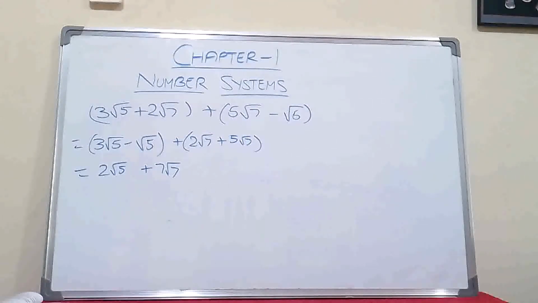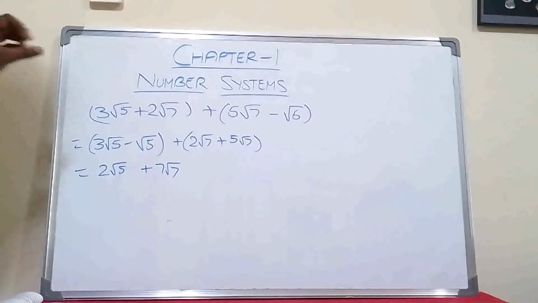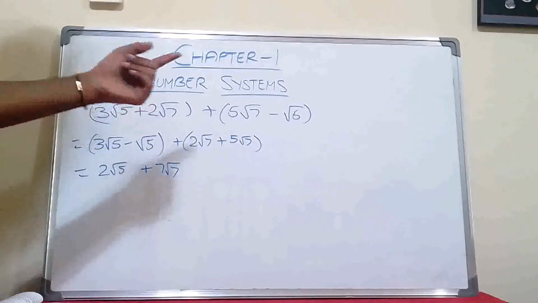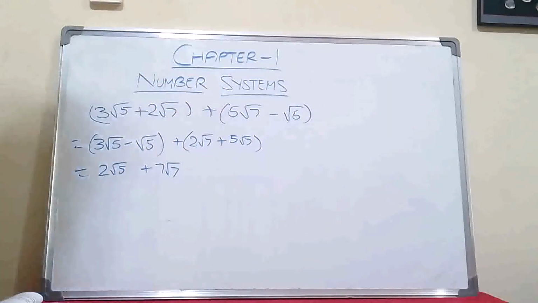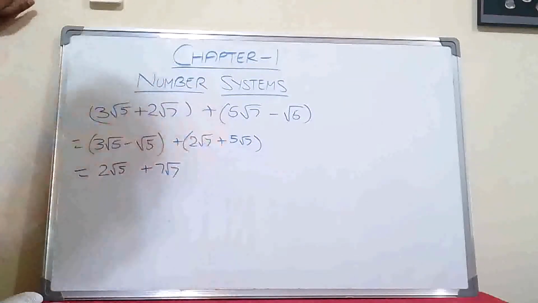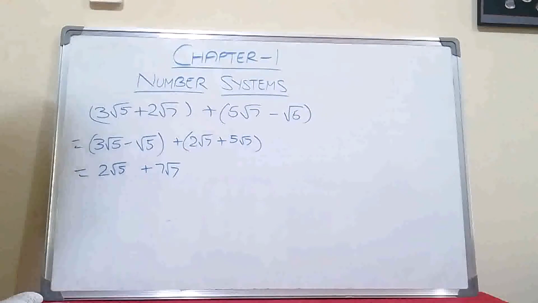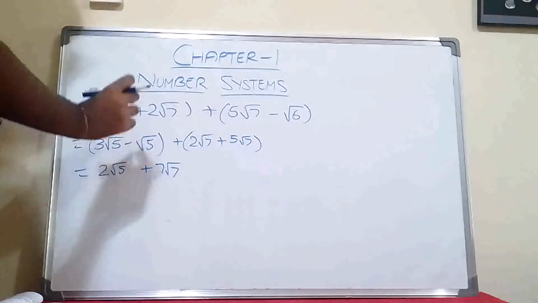Here we can see the question is 3 root 5 plus 2 root 7 as one value, plus 5 root 7 minus root 5. Here we can see that it is commutable, which means we can interchange the values. So when we interchange, we normally tend to bring the like terms together. Like means here you can see that both of them have the same root values, that is root 5.